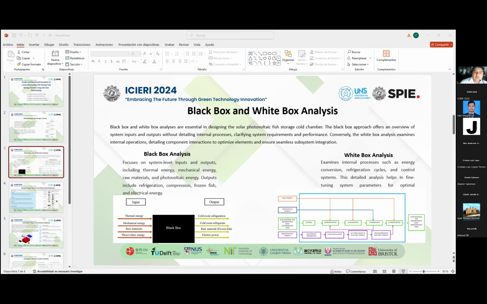In the white box, the approach is fundamental to understand, control, and optimize all internal aspects, introducing mechanical simulation of the solar photovoltaic refrigeration chamber for fish storage. This method allows for the optimization of storage parameters, ensuring the consistency and quality necessary for optimal fish preservation.